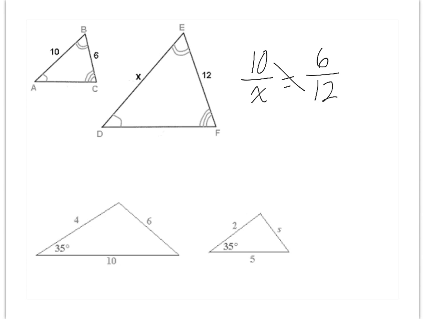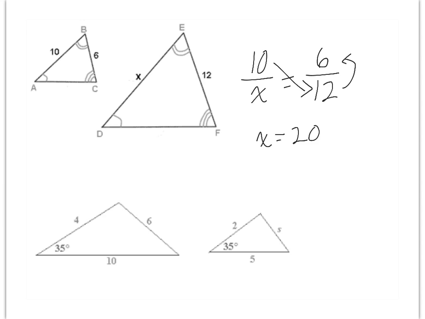What's going to happen is I'm going to cross multiply and divide on this one. So 10 times 12, 120, divided by 6, X equals 20. Alright?